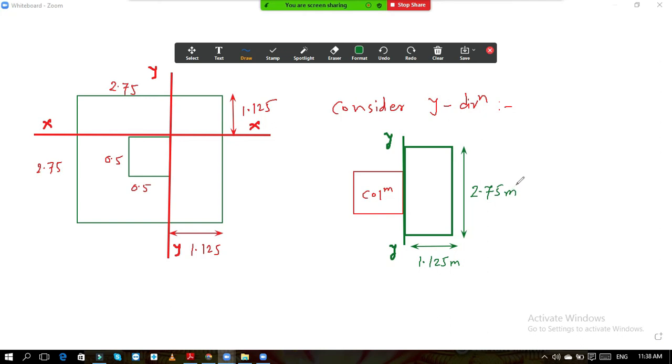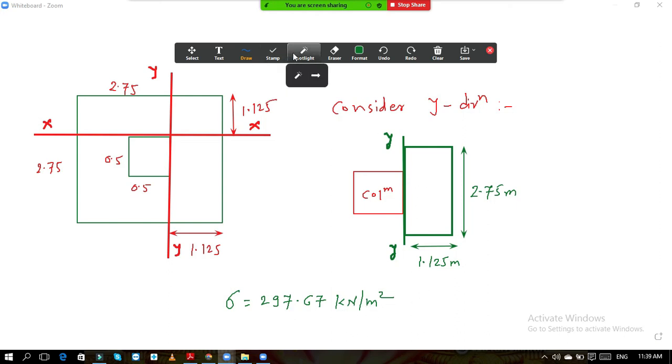Now we know the intensity of the load. We know the intensity of the soil pressure. What is the intensity of the soil pressure? Sigma. It is 297.67 kilonewton per meter square. This is the intensity. Now we need to convert this intensity into the load, that is, we need to convert this into kilonewton per meter, so that we will get the load.